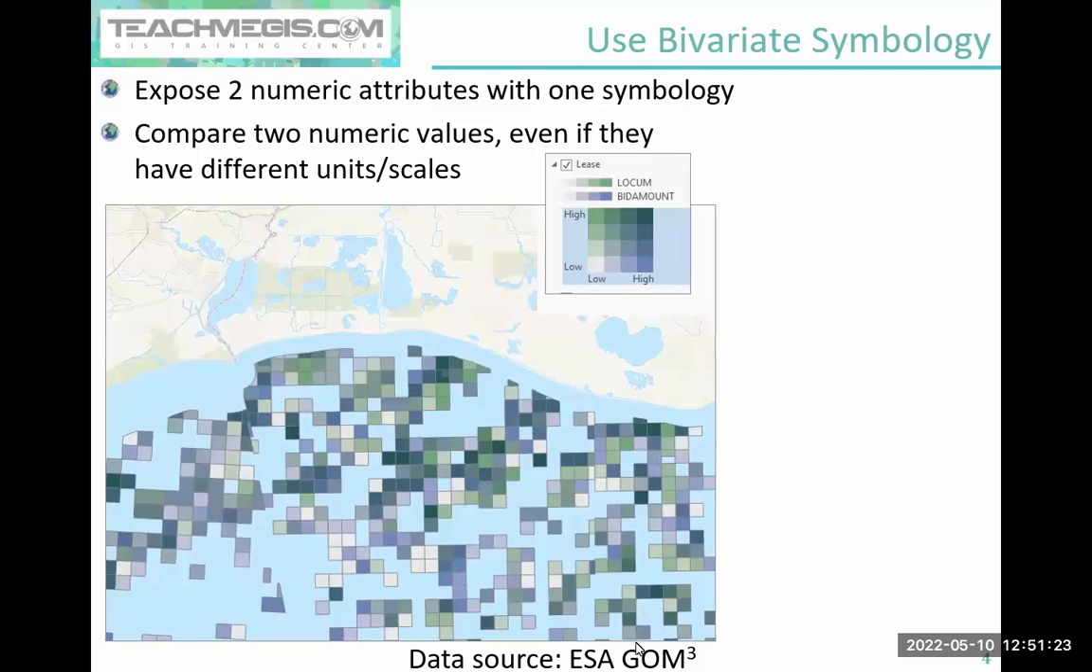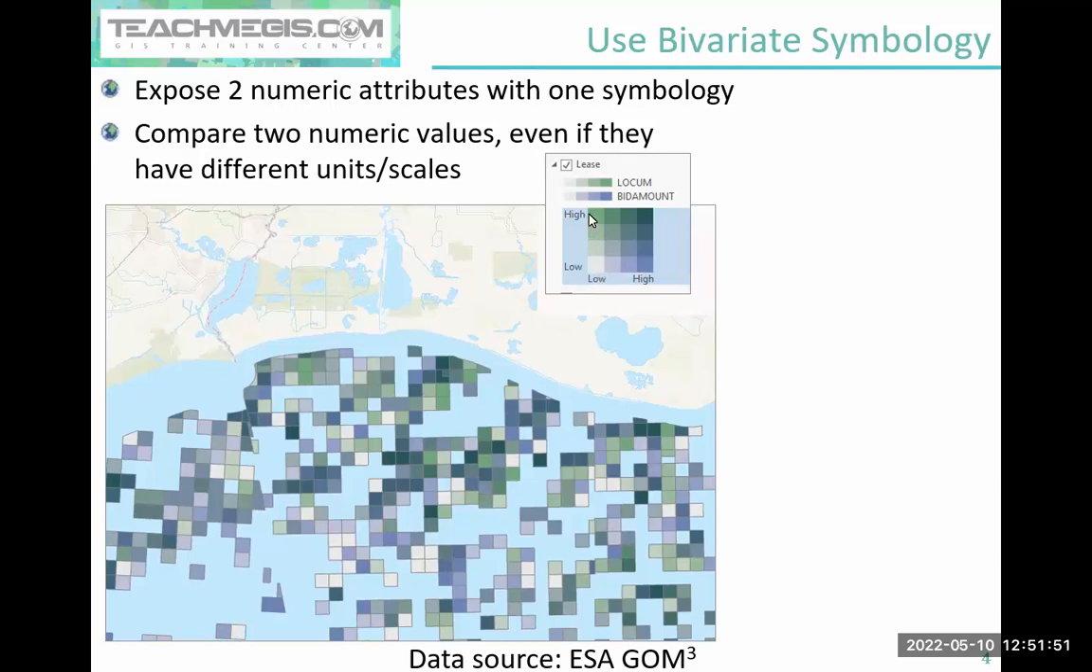This data is provided by Earth Science Associates and their GOM cubed product, but these are offshore oil leases in the Gulf of Mexico. And what we're showing with this color scheme is the amount that was paid for this lease. This is a chunk of land where, well, water, where an oil company has the right to drill. So we're showing how much the oil companies paid for that lease compared to how much oil they're actually producing from that lease.